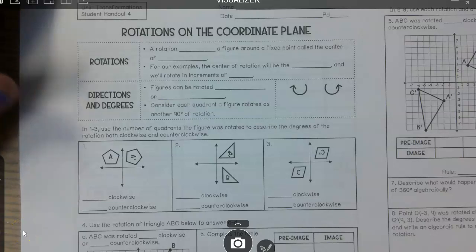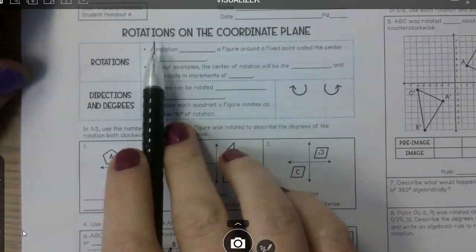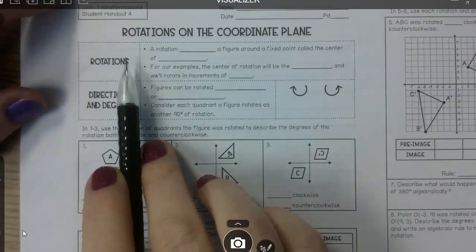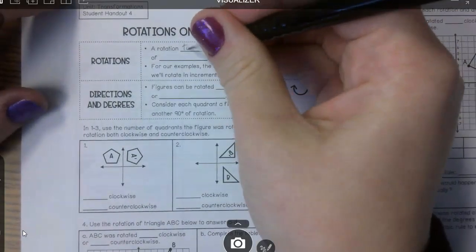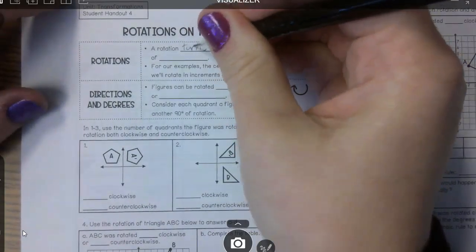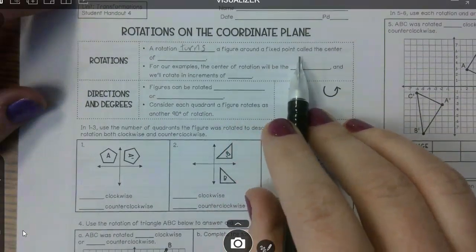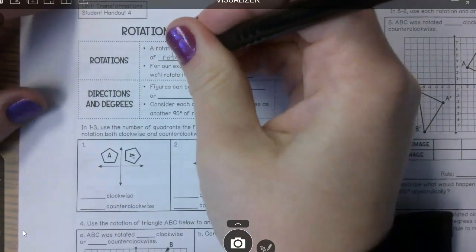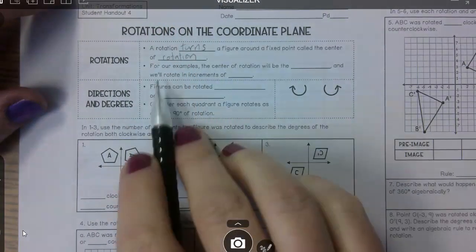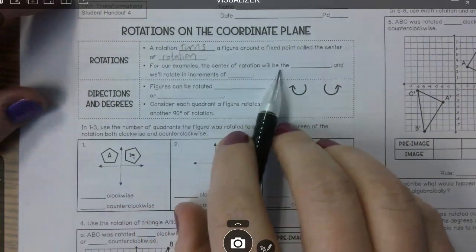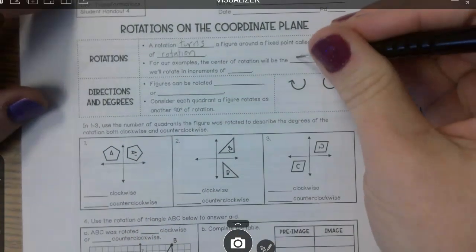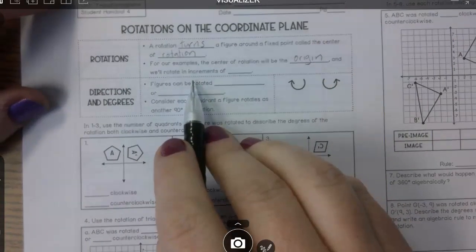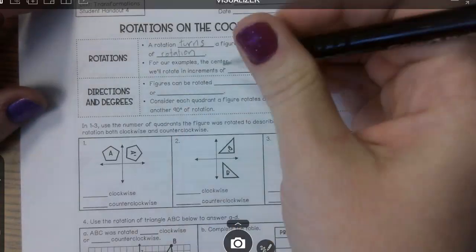Hey class, today we're going to continue our studying of rotations. Okay, so we're going to start off with some definitions. A rotation turns a figure around a fixed point called the center of rotation. For example, the center of rotation will be at the origin, and we'll rotate around the origin in increments of 90 degrees.